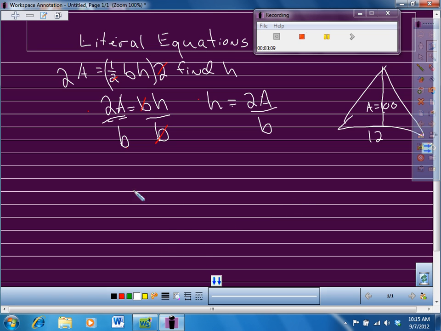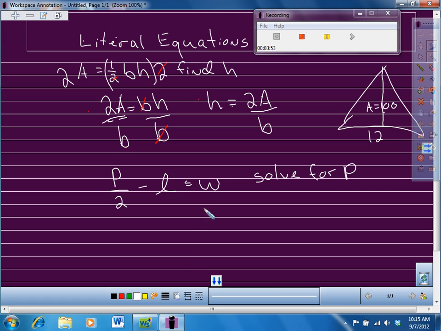Let's do another example. What if I had P over 2 minus L equals W. And I want to solve for, what do I want to solve for? Solve for P. I want to get P by itself. Okay?